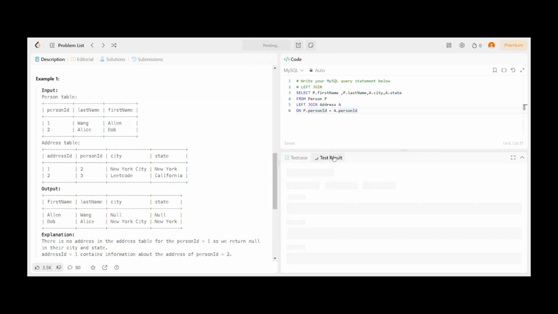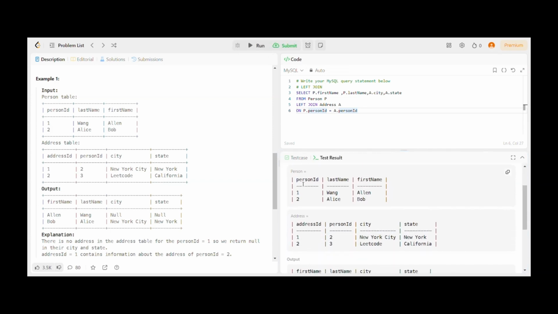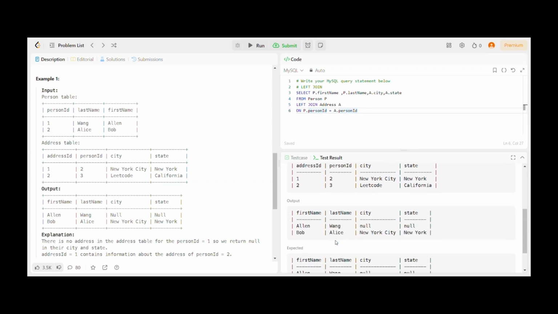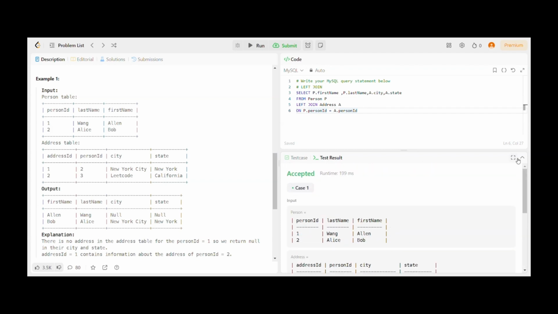Now let's check and run our code. I hope it works well. I don't find any issue. Yeah, so our test case has been accepted over here. We can see we don't have the person ID 1 present in our address table. So in this output, we have the values as null as expected over here.